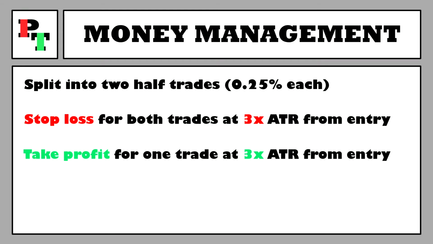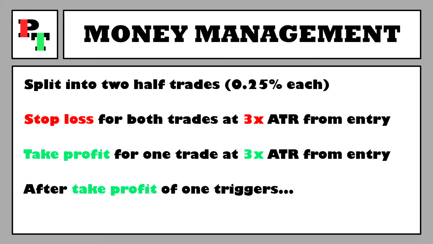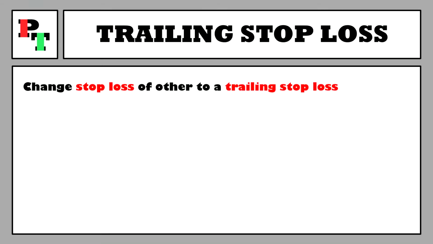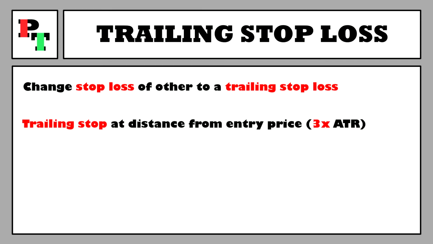And if we're lucky enough for that take profit to trigger, then at that point on our second half trade, we will change our stop loss to be a trailing stop loss. And we'll set that trailing stop loss back 3 times the ATR value, which is effectively our entry price.